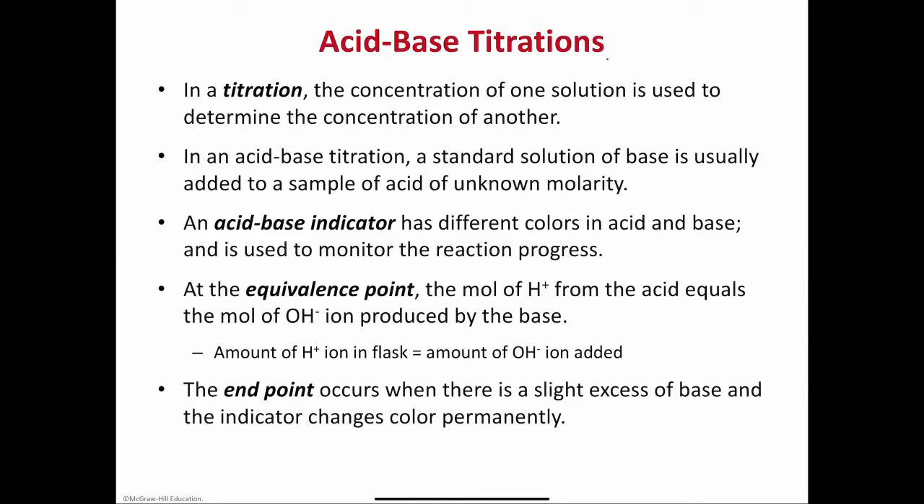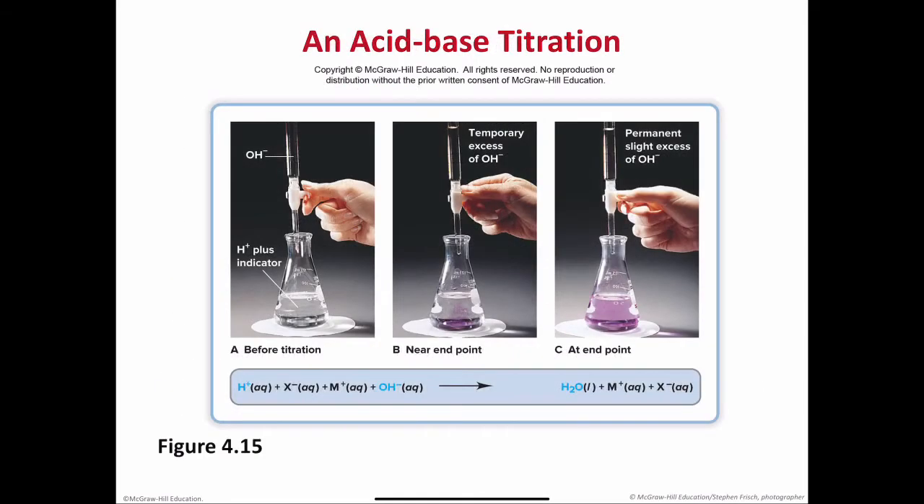So a couple of definitions you should be aware of are equivalence point and end point. The equivalence point is the point where the moles of hydrogen ions from the acid exactly equals the moles of hydroxide ion produced from the base. So the amount of hydrogen ions in the flask is exactly equal to the hydroxide ion in the flask. But what we call the end point, that occurs when there's a slight excess of base and the indicator changes color permanently. So here's an example of what it looks like when you do an acid-base titration.